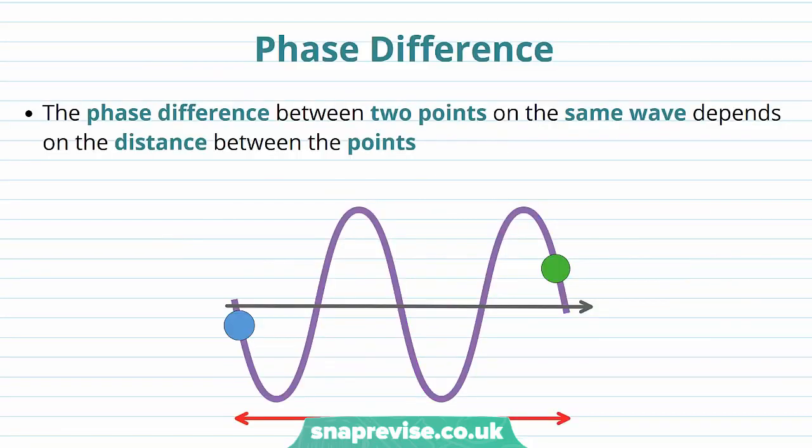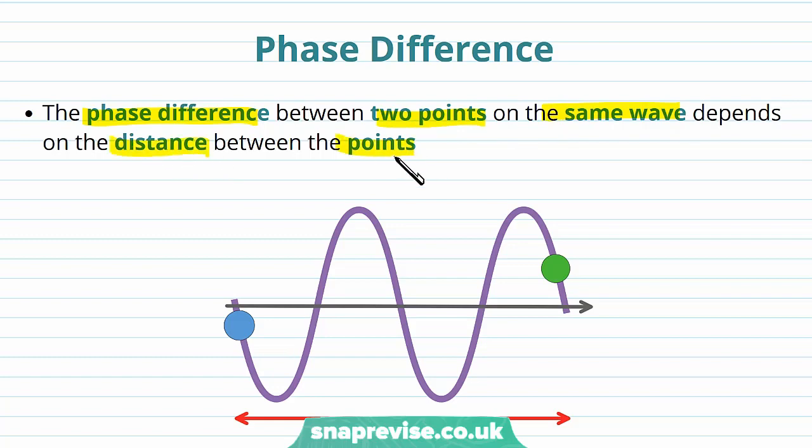Now that we know how to find the phase of a wave, and we know what we mean when we say that 2 waves are in phase or in antiphase or out of phase, we're now going to think about how we can find the phase difference between 2 waves. The phase difference between 2 points on the same wave depends on the distance between the points.